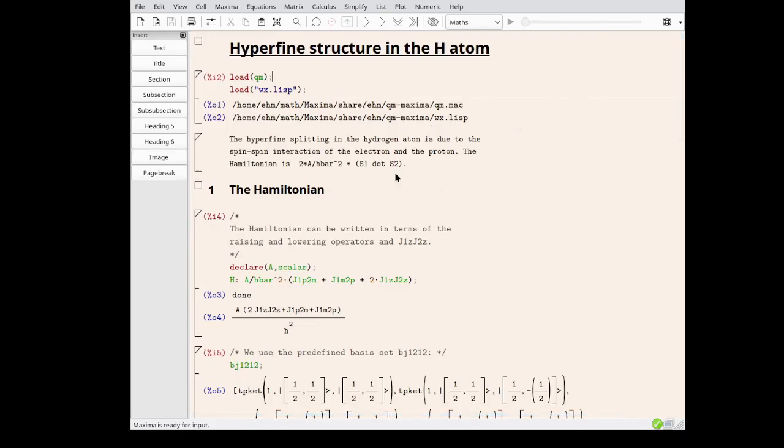Now, the hyperfine splitting in hydrogen is due to the spin-spin interaction of the electron and the proton. And you can write the interaction Hamiltonian as 2 times A, which is some amplitude, divided by h bar squared, times S1 dot S2, where S1 is the spin operator for particle 1 and S2 is the spin operator for particle 2.